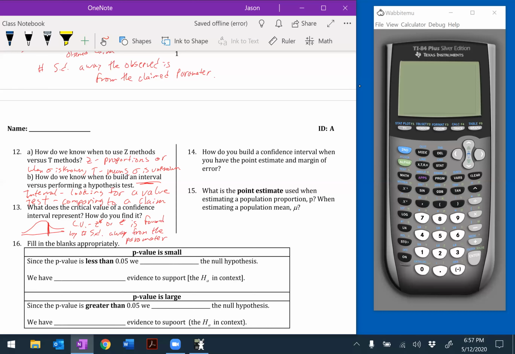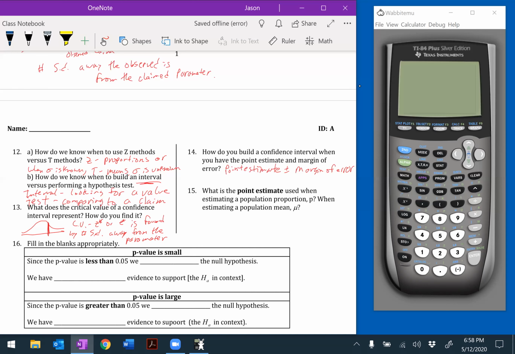Okay, number 14. How do you build a confidence interval when you have the point estimate and margin of error? Point estimate is just going to be our mu or our p. Let me do it like this. The point estimate plus or minus the margin of error. And what does that look like?